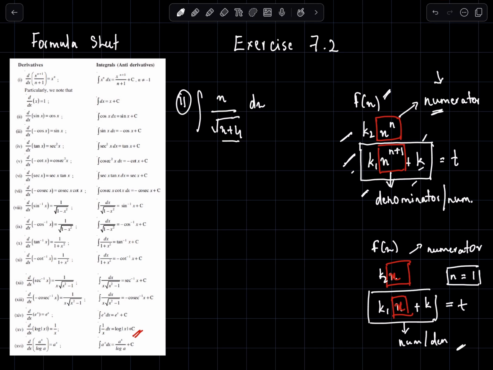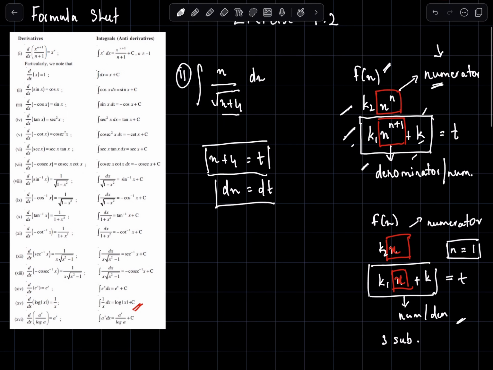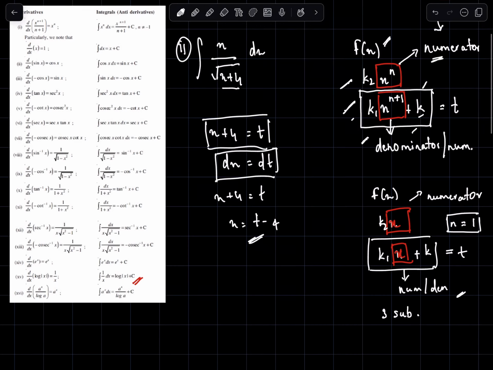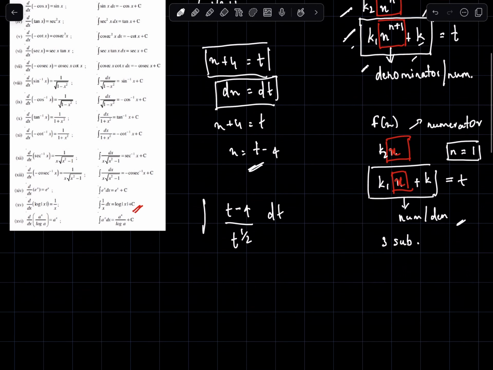Okay, so let's do x plus 4 is equal to t, which means dx is equal to dt. Very simple. So how many substitutions will you have? Remember, in this case, you will usually have 3 substitutions. dx is equal to dt. Also, x plus 4 is equal to t, which you got from here. x is equal to t minus 4. Correct? So we got all the substituting values. So integral of t minus 4 divided by t raised to the power half dt. Very, very simple.